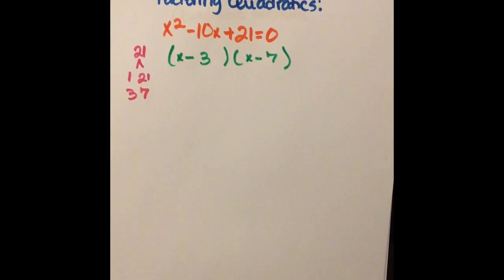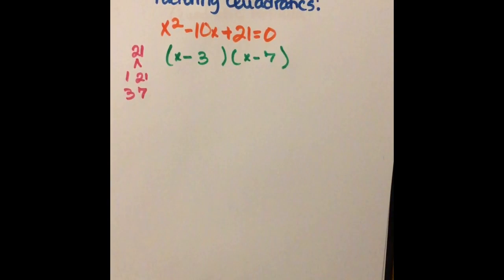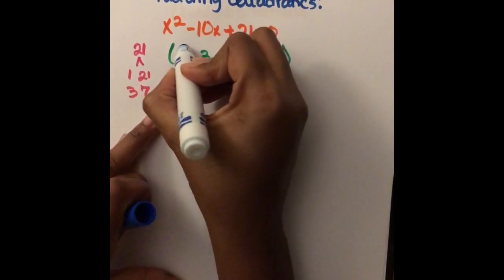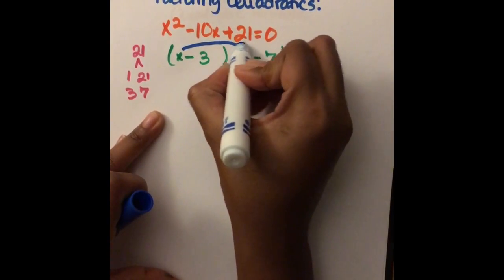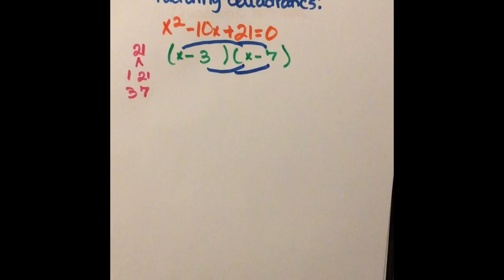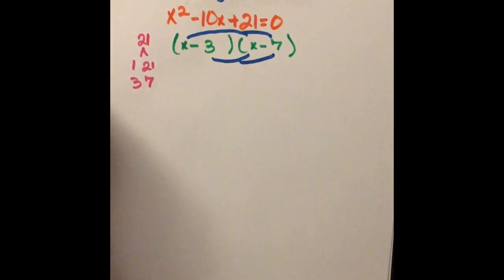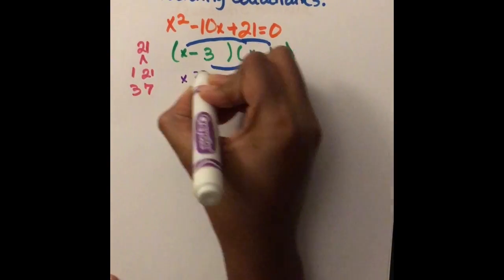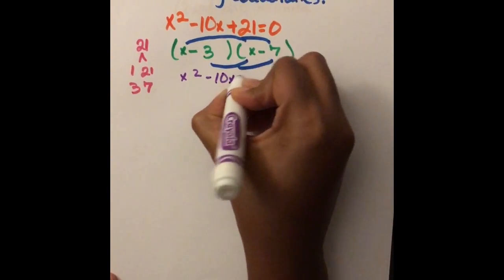And to make sure we have the correct one, you can expand it again by using the FOIL method, our distributive formula. That's basically going to give us the same answer we had in the beginning, which is x squared minus 10x plus 21.